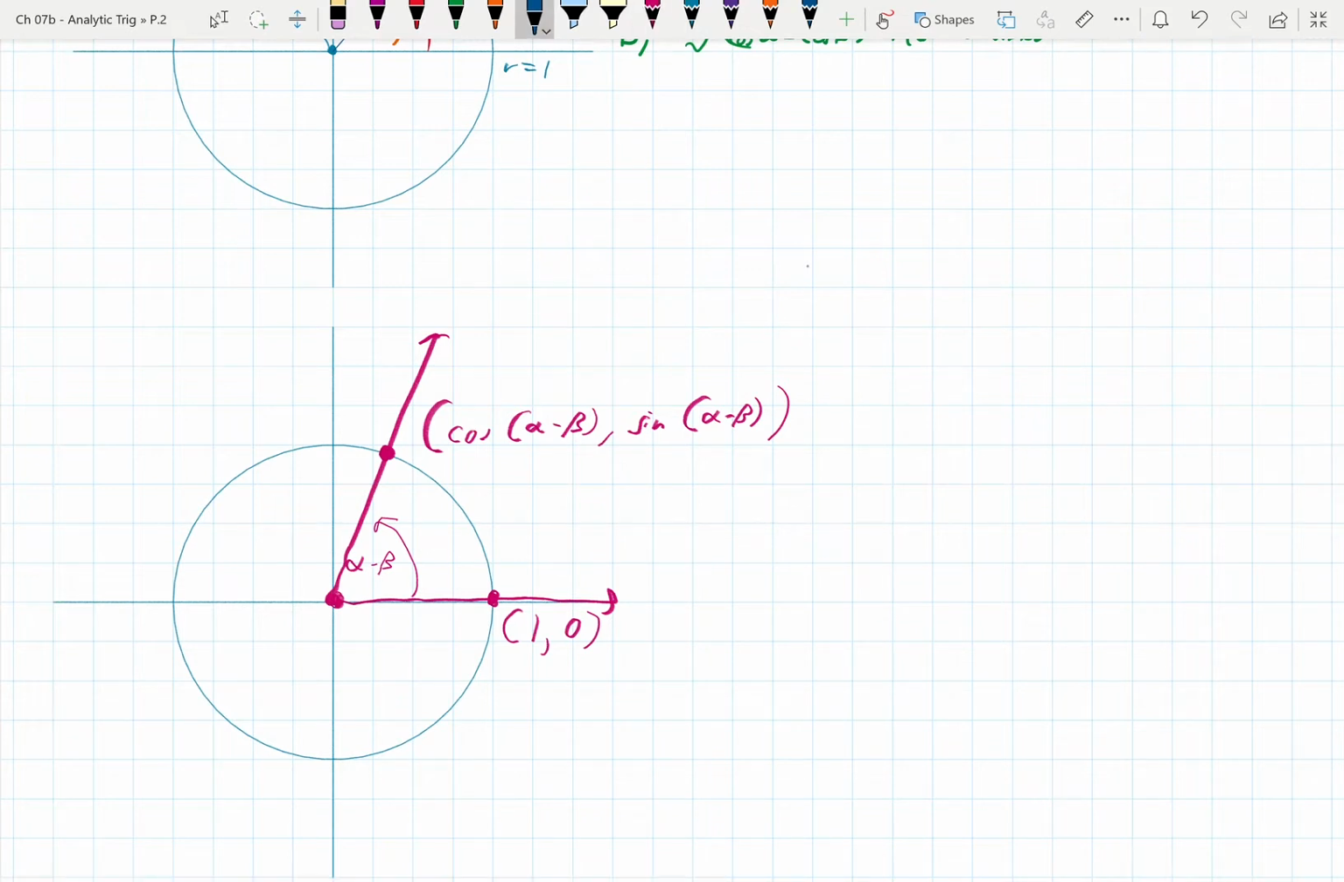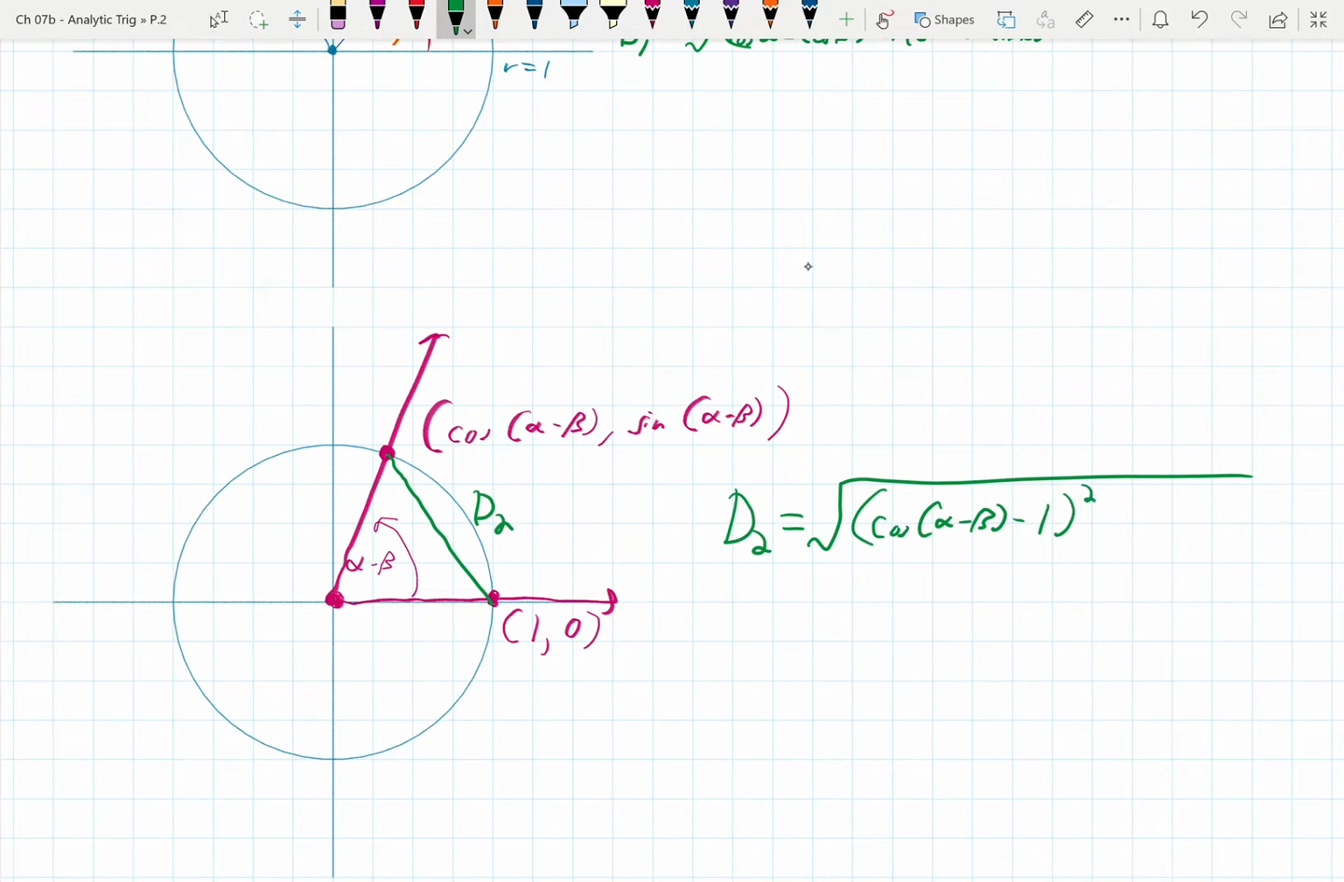And if I connect the dots to these 2 points, and let's call that distance d2, that should be equal to the square root of the change in x squared, which would be cosine of alpha minus beta minus 1 squared, plus the sine of alpha minus beta minus 0 squared.